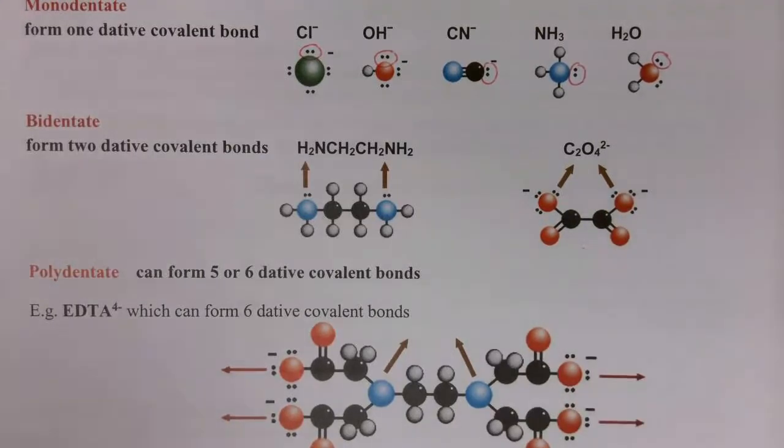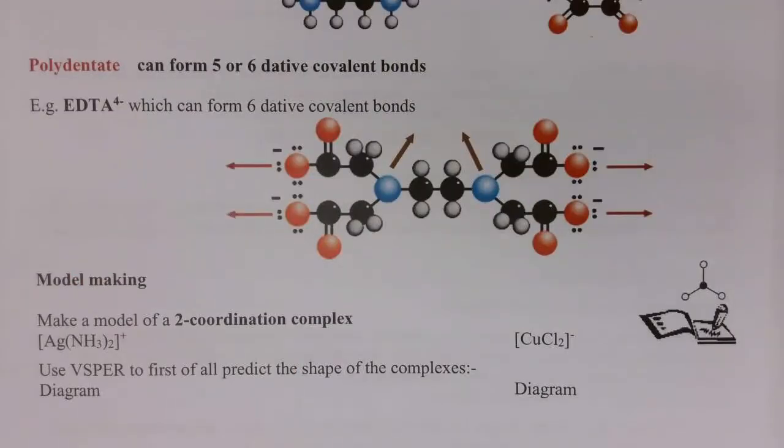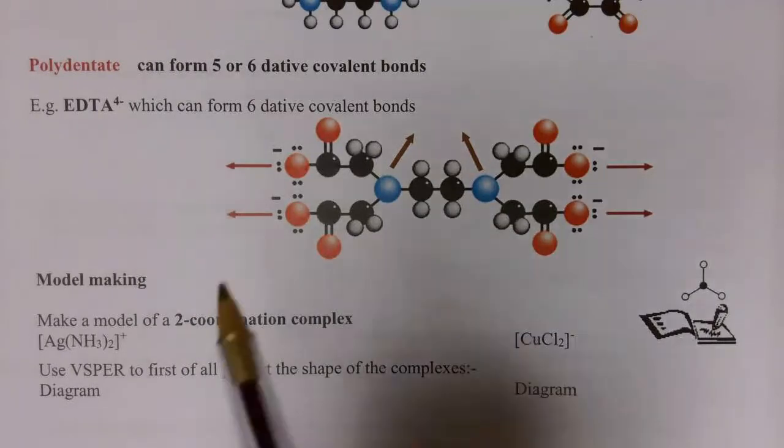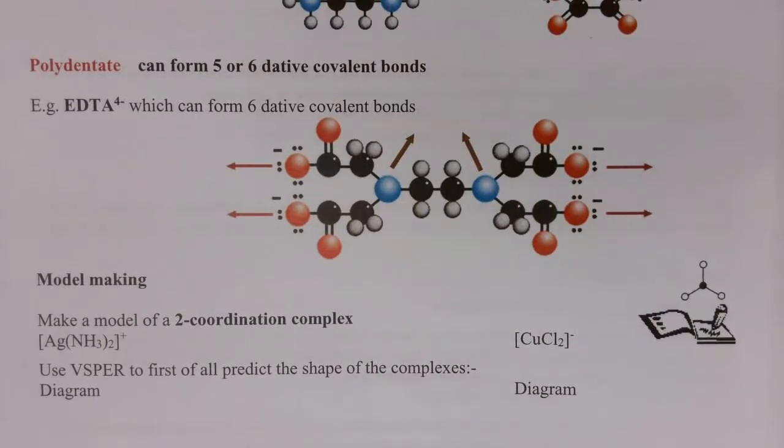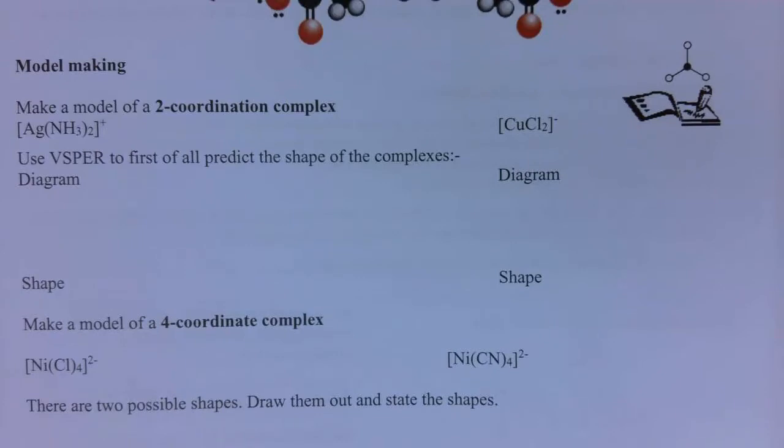The last type of ligand you need to be aware of is polydentate, something like EDTA, which is a 4- ion. And here I have 6 places that the compound can bond in. It can use its lone pairs on the nitrogens and the oxygens to form dative covalent bonds, and that makes a very stable complex.